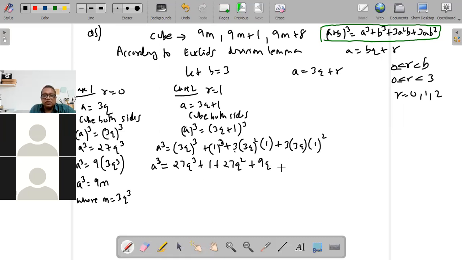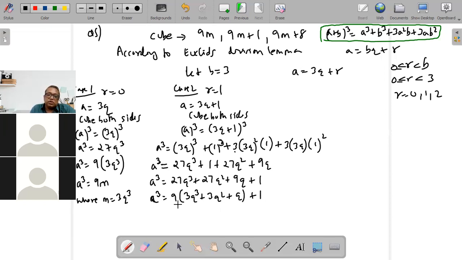Now we'll have to rearrange them. Except for the 1, all the others are factors of 9, and we are concerned with factors of 9. So I'm going to rearrange this such that all the factors of 9 are together, and I wrote the 1 at the end. So I took this 9 common, and this becomes 3q cube, 3q square, plus 9 goes once, so q, and plus 1 I wrote separately. And whatever is in the bracket, I will replace with m. So this becomes 9m plus 1.